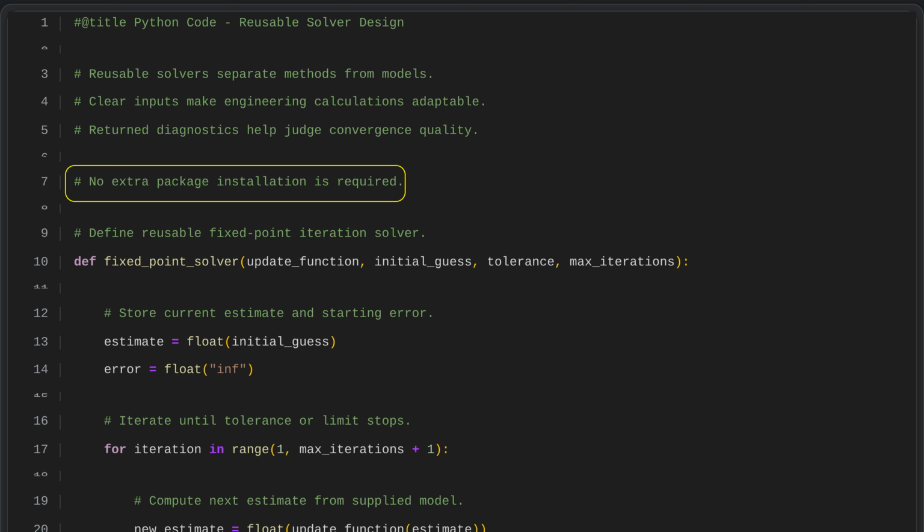This means the code does not need any extra packages to run. It relies only on Python's built-in features, so it is self-contained and easy to execute in a standard Python environment.